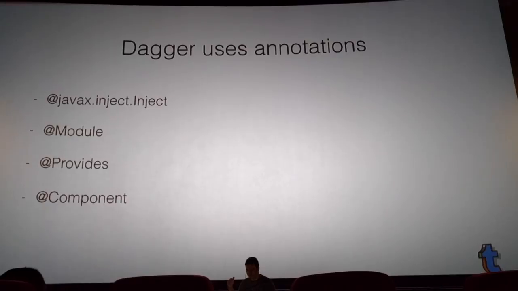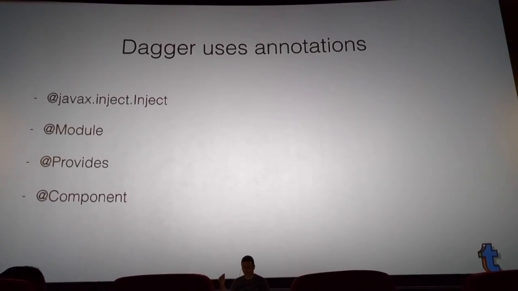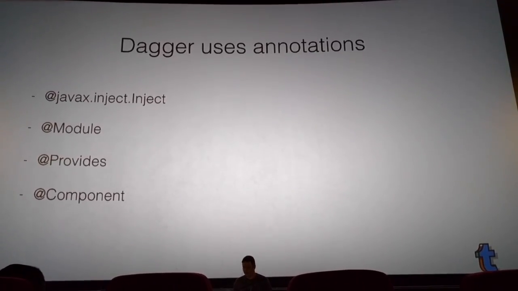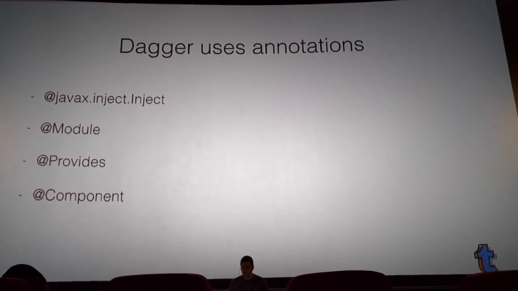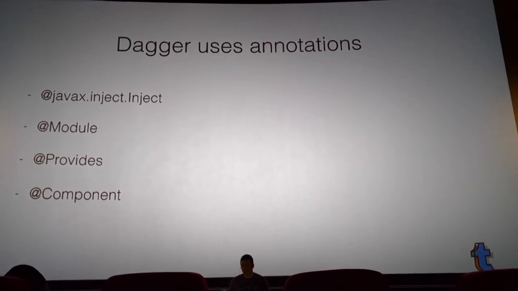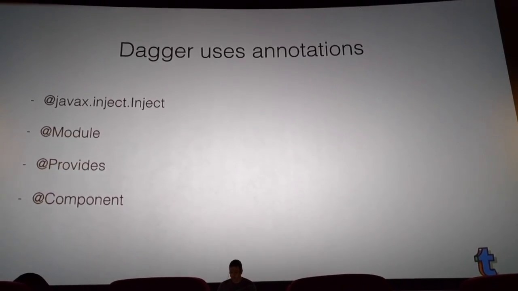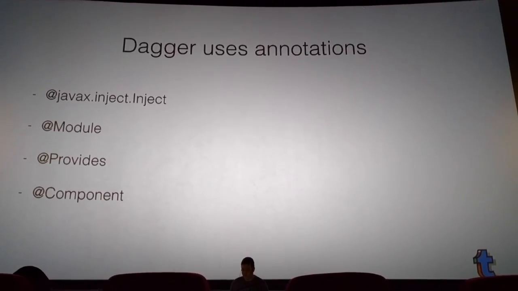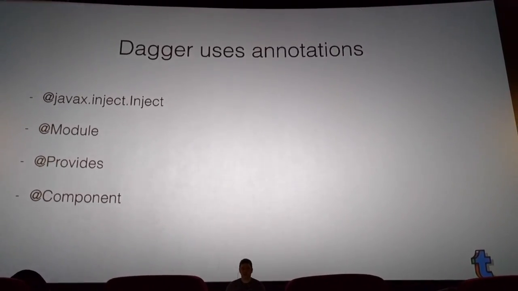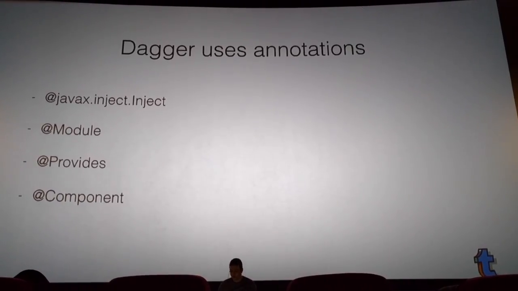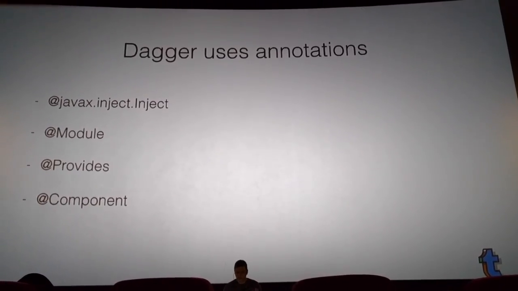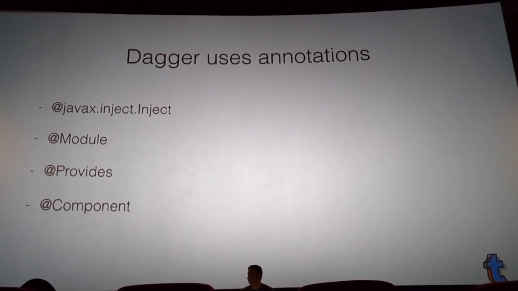And you'll notice that for inject, I wrote the full package name, and that is because that's part of the Java standard 330, which describes 3 or 4 annotations that should be used by all dependency injection frameworks. Dagger provides a ton of other annotations that you can use, and some that you can actually extend for custom behavior. But for now, let's focus on these 4, and then I'll show you what you can do with the other ones.